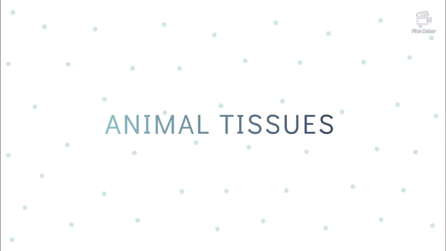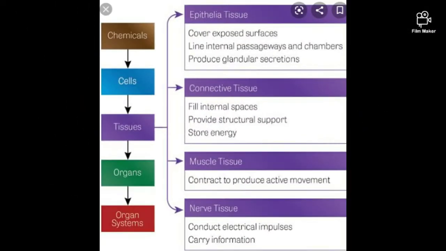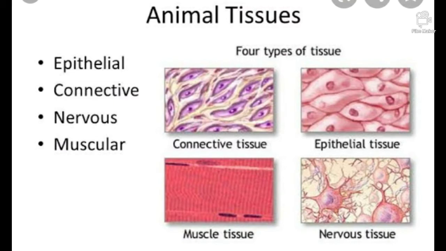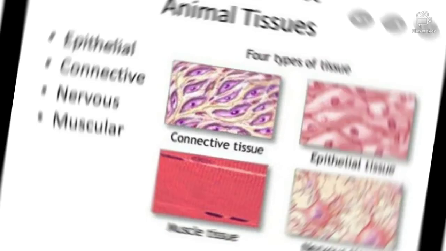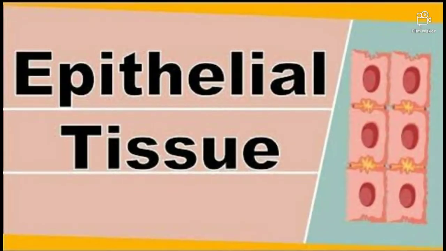Today, we are beginning with the animal tissues. The animal tissues are majorly classified as epithelial tissue, connective tissue, muscular tissue, and the nerve tissue. Each one of these has its own specific functions. We are taking today the epithelial tissue.